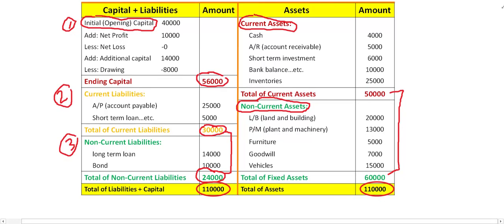One case. And the second thing, go on this side, capital plus liability. Initially, you have to find out capital. So how to find out that one? Initial capital plus, if there is any profit in the income statement, add this one. If there is any loss, minus. If there is additional capital introduced, add that one. If there is any drawing, minus that one.